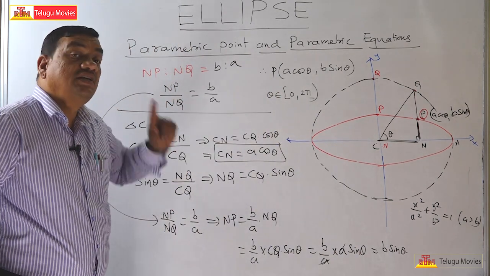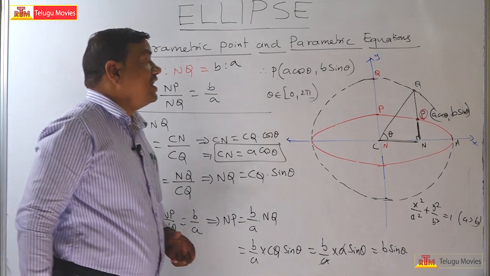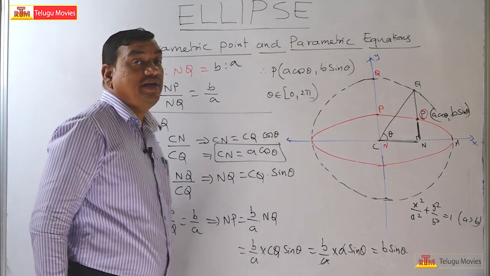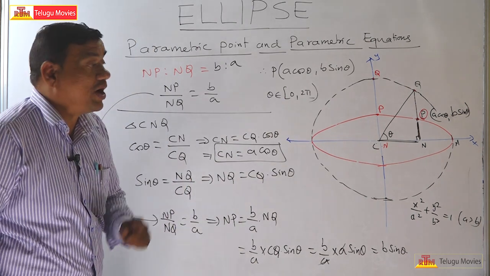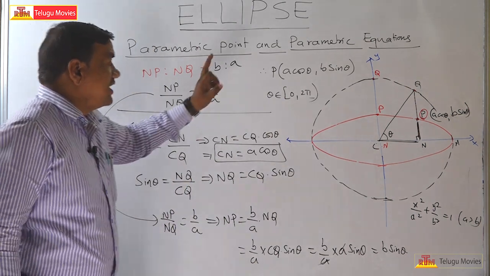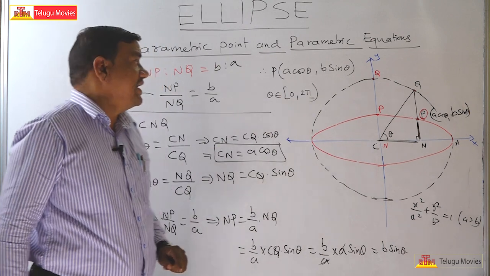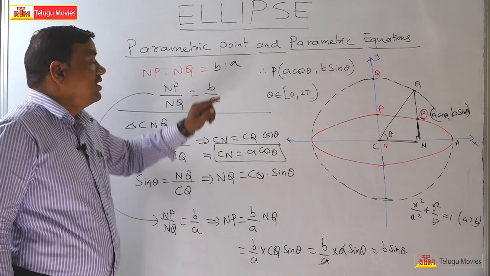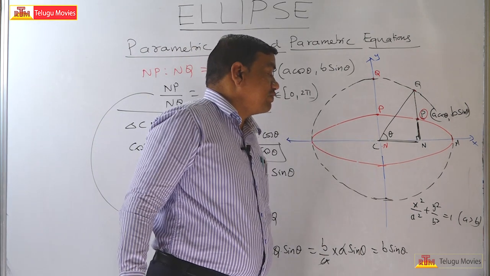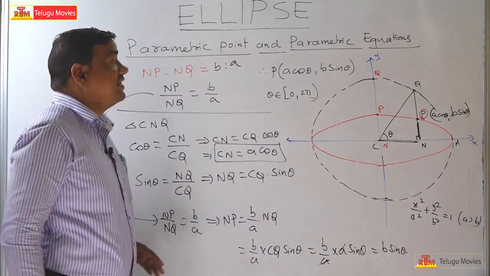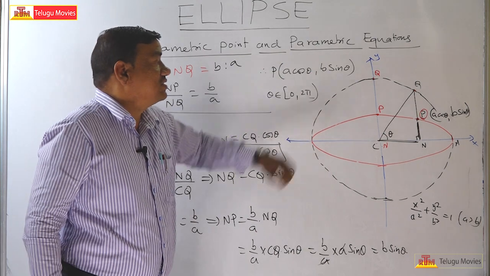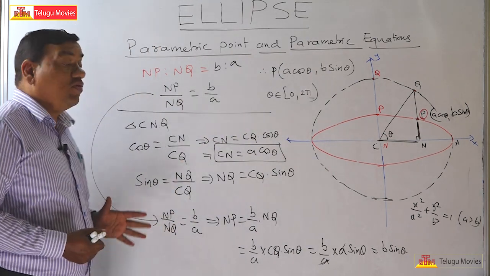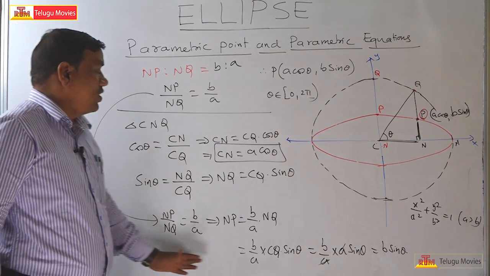What is theta? Theta is the parametric angle, sorry, the eccentric angle of the point P. So that lies between 0 to 2 pi radians. So any general point P on the ellipse x square by a square plus y square by b square is equal to 1, where a is greater than b, can be taken as a cos theta comma b sin theta. So this is the whole proof of that concept.